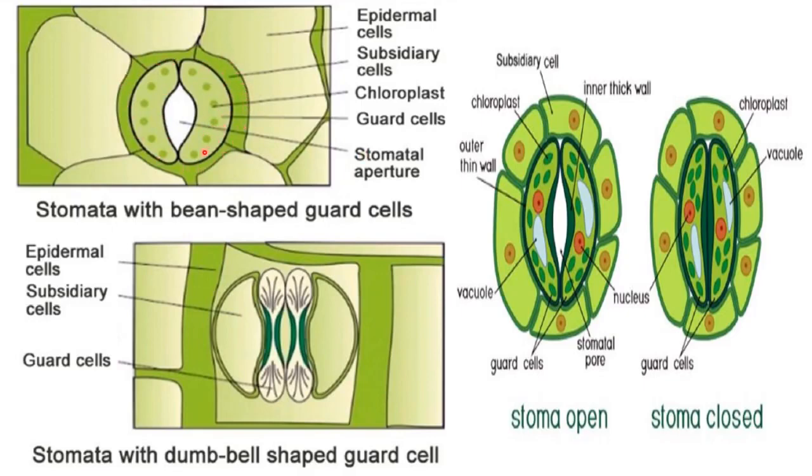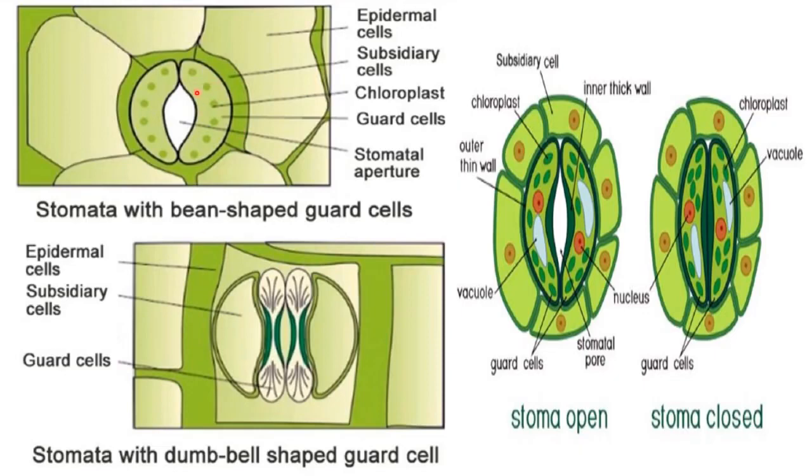What are these subsidiary cells? These are some modified epidermal cells surrounding the guard cells, and these are further epidermal cells. Now this stomatal aperture, these guard cells and these subsidiary cells all combinedly form a stomatal apparatus. So we can say this is the stomatal apparatus. Guard cells, stomatal aperture and subsidiary cells form a stomatal apparatus.